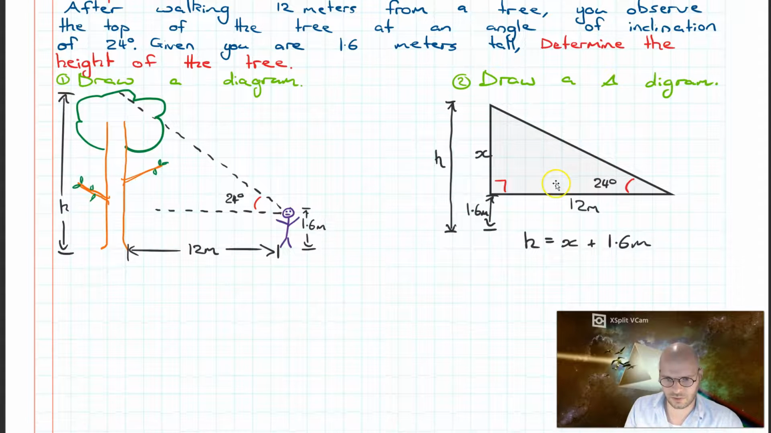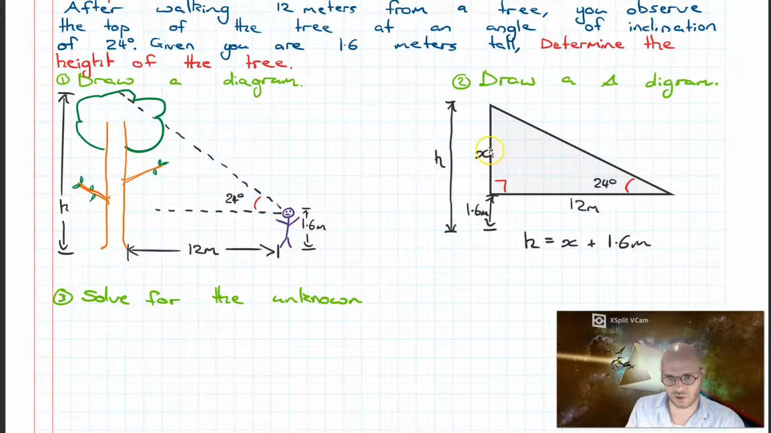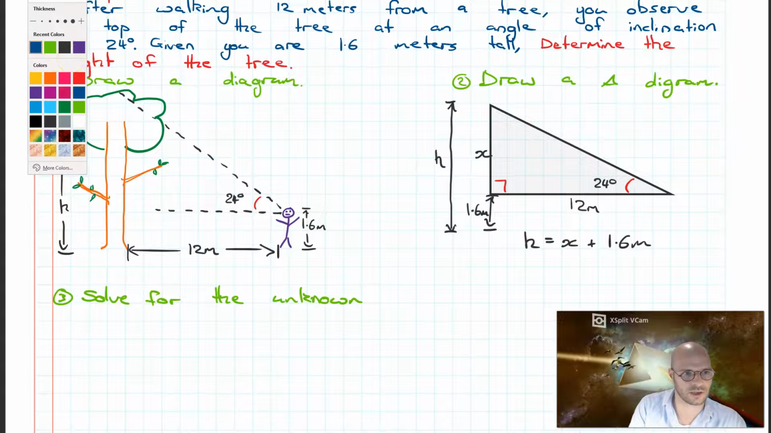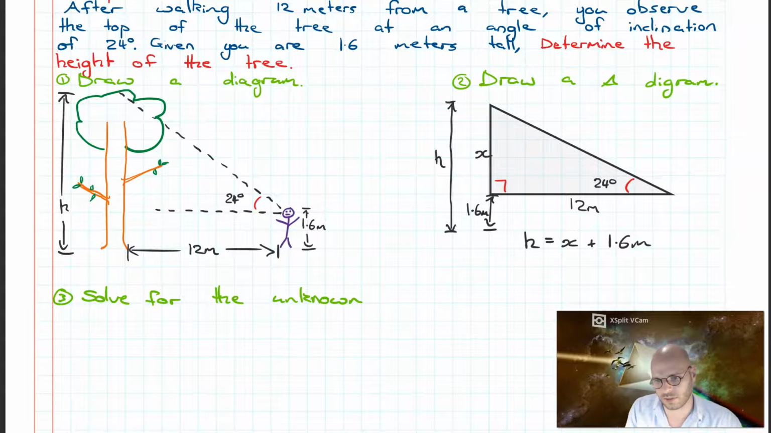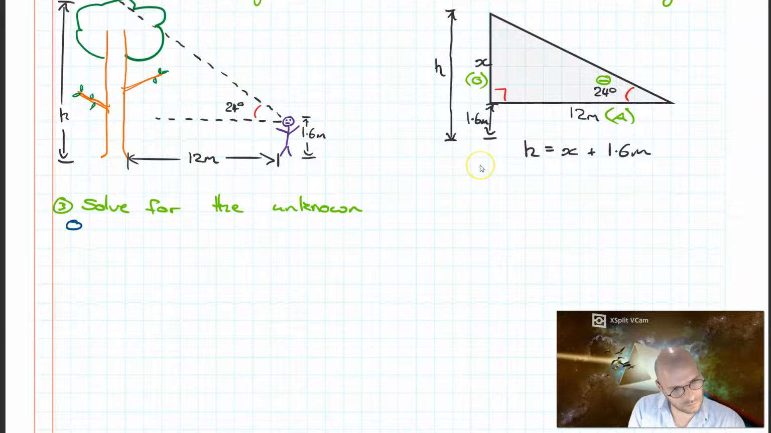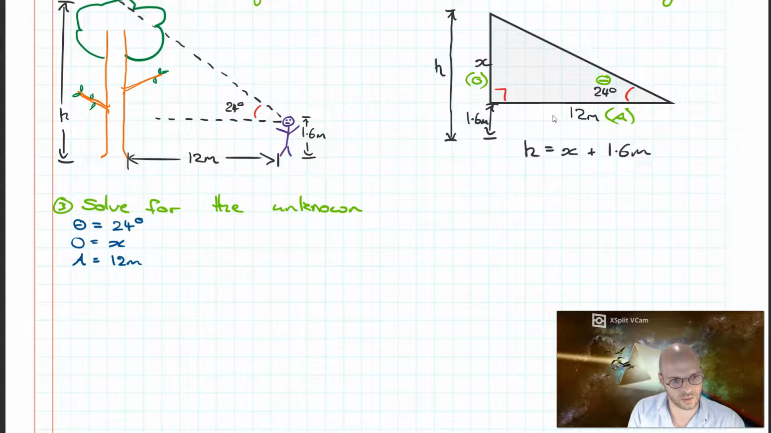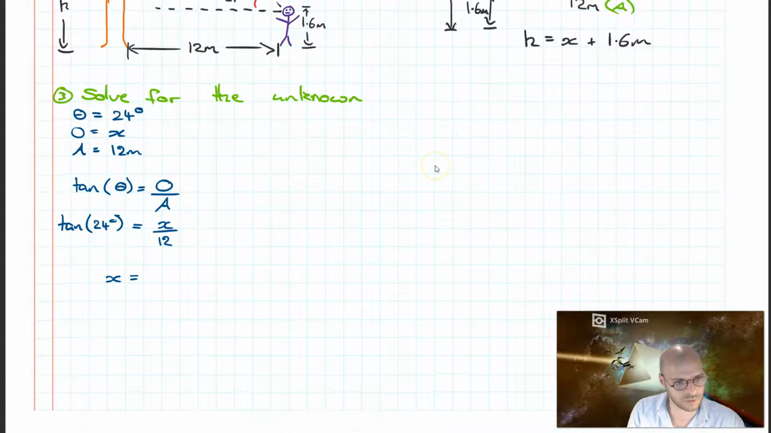So next step is we need to label the diagram and we need to solve for the unknown, in this case x. Now, solving for x, we're going to label our triangle. We're going to have this as theta, this is the opposite, and this is the adjacent. The opposite is x, the adjacent is 12 meters. So therefore we're using tangent. Rearranging for x, and this is our value for x.